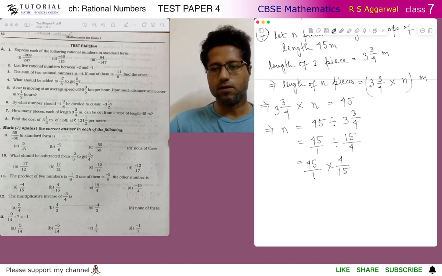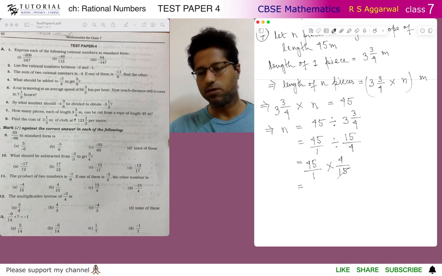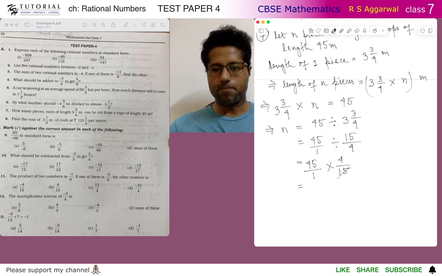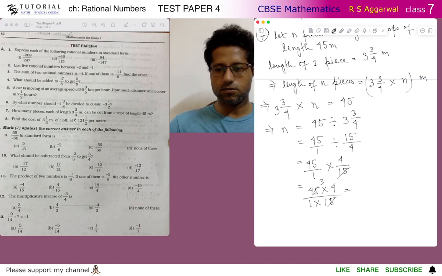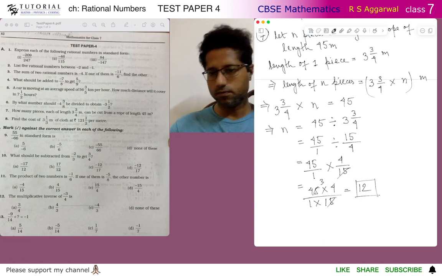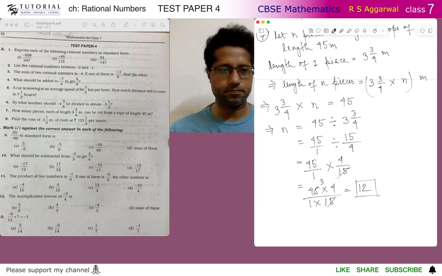4 by 15. So now we have multiplication of two rational numbers, which is equal to the product of the numerators divided by the product of the denominators. So now after cancellation we get 12. So 12 pieces can be cut, where each piece is of length 3 and 3 by 4, from a rope of length 45 meter. So 12 is the answer.